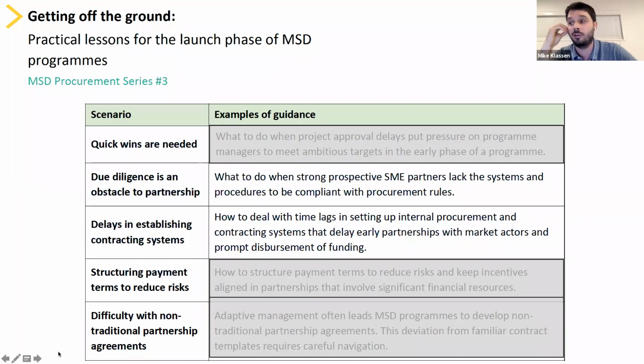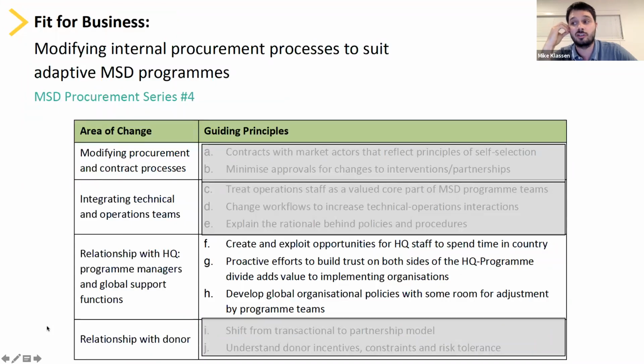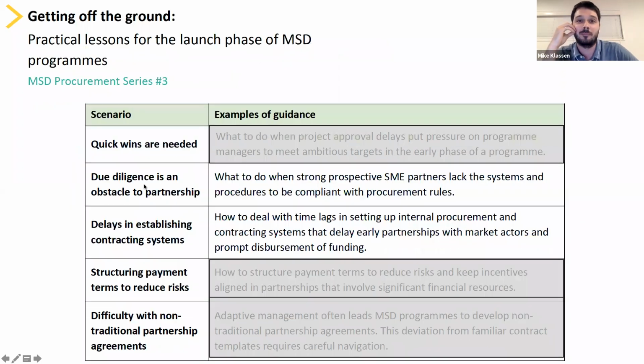So the fourth paper, Fit for Business, really hones in on the need to modify the internal procurement practices of an MSD program. Within an implementation team, there are different types of contracts and agreements for how to engage with market actors in different ways. So I wonder, Nina, if you can share from your experience, what does it actually take to change those templates to make a more flexible partnership agreement? It sounds so simple, but in reality, it's more challenging. Can you shed some light on that and how the paper helps illuminate that?